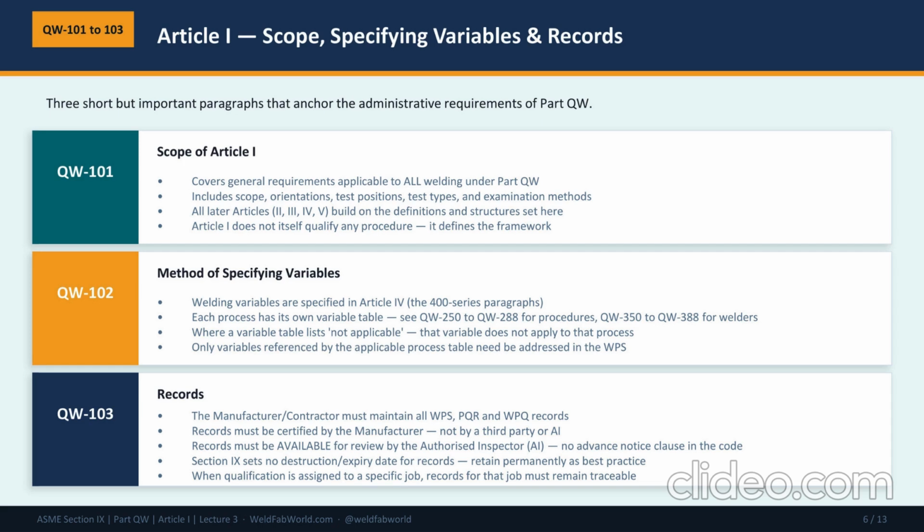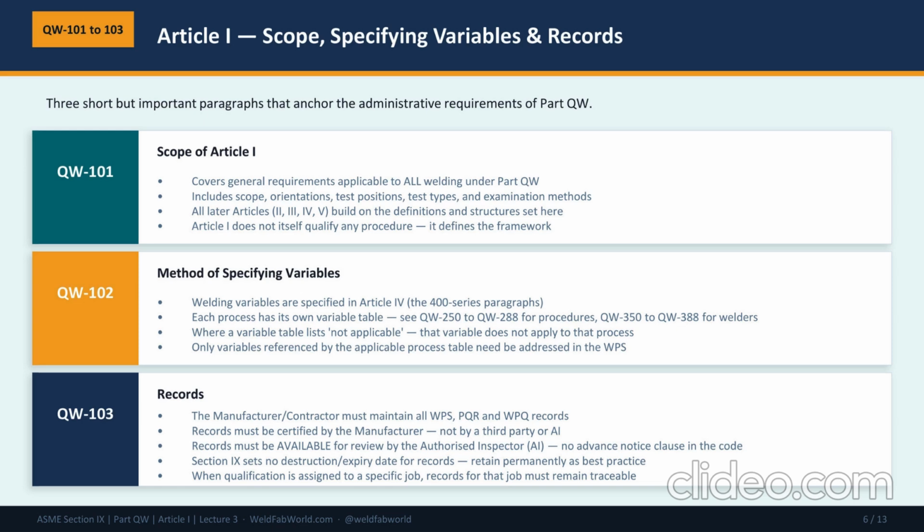First, records must be certified by the manufacturer. Not by a third party. Not by the authorized inspector. The manufacturer certifies their own records. The AI reviews them. Second, records must be available for review by the authorized inspector at any time. No advance notice clause. An AI can walk in and ask to see records on the spot.